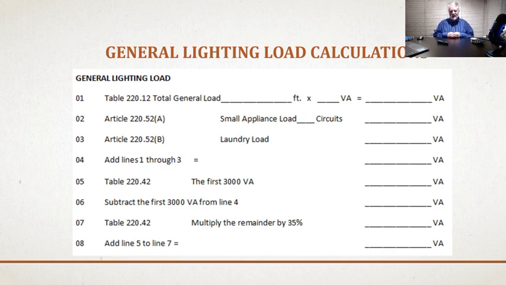I've always said this form is kind of like filing your taxes. You put this information in here. Some of the questions are simply find the information and plug it in. Then you've got to know what to do when you get to that next step, multiplying by 35% and things like that. So that's the general lighting load. The next segment will be fixed appliance loads and cooking equipment.